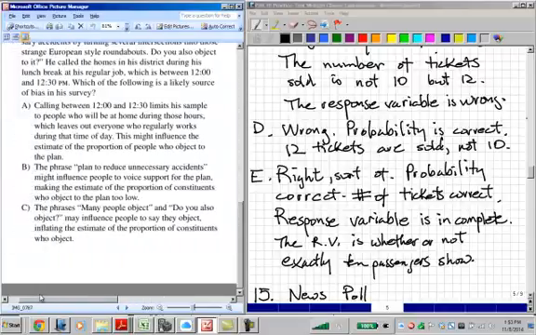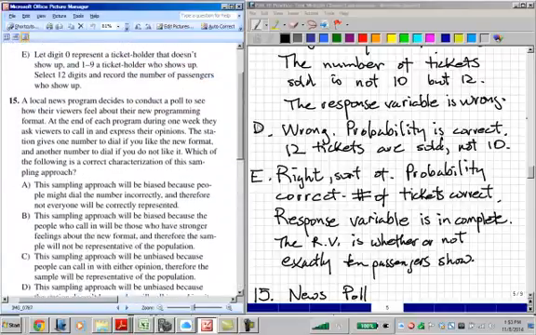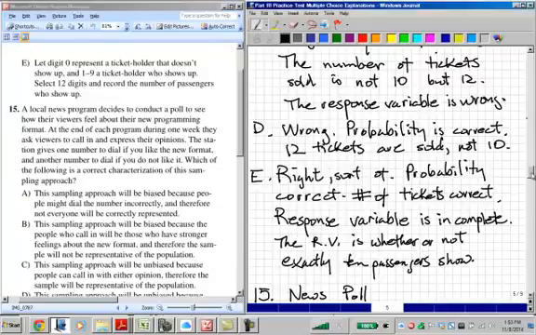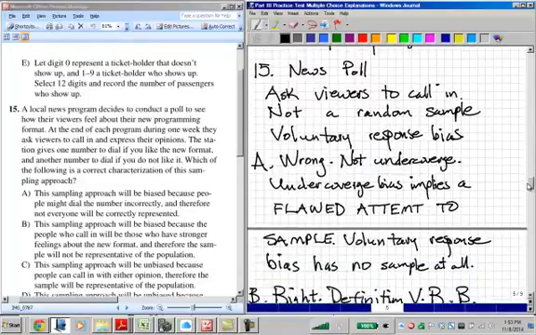So I go to the top of the next page, and we get E. Let digit 0 represent a ticket holder that doesn't show up, and 1 to 9 a ticket holder that shows up. Okay, probability is okay. Select 12 digits, and that's the number of tickets that are sold. And record the number of passengers who show up. Okay? Now again, the response variable is supposed to be whether or not exactly 10 passengers show. So I'm not crazy about E, but E's the only one that could possibly be right.